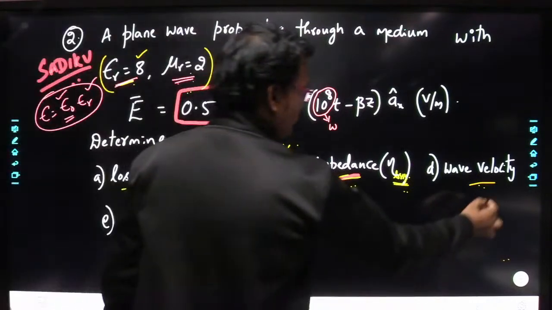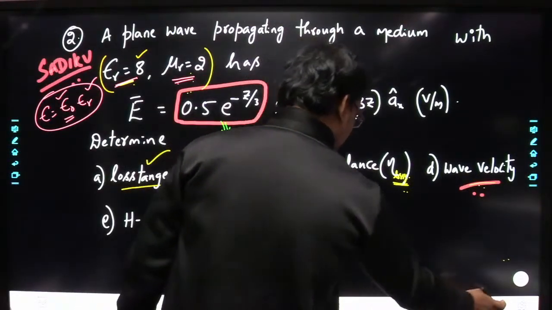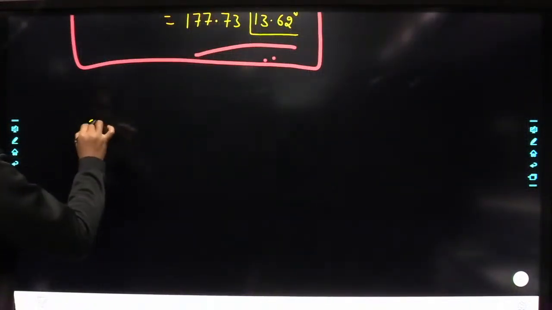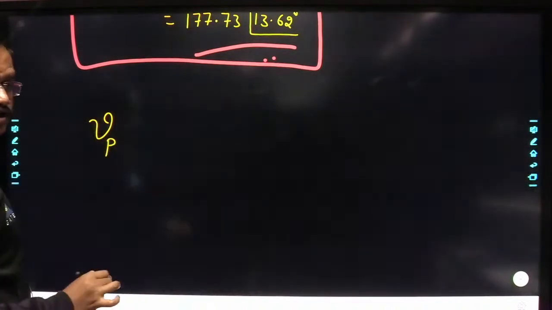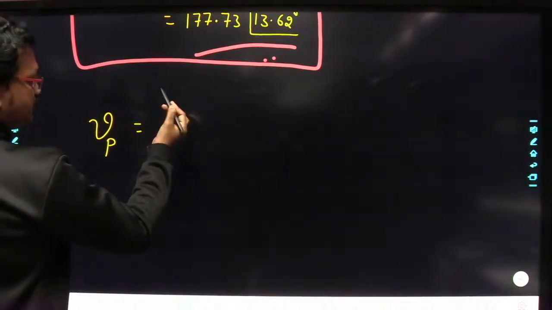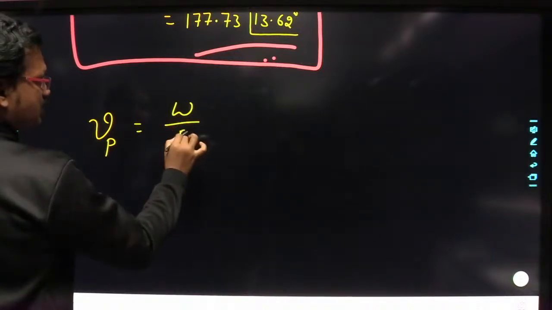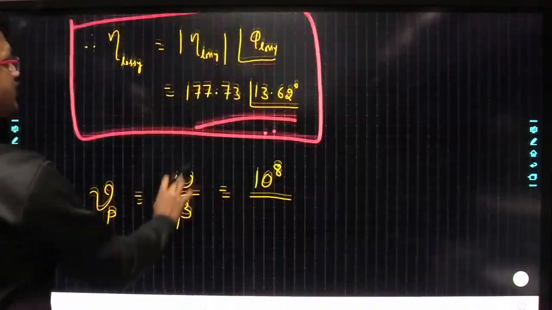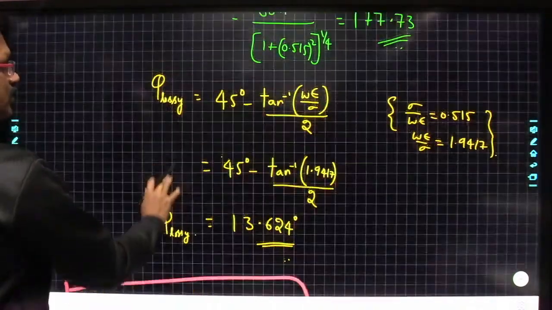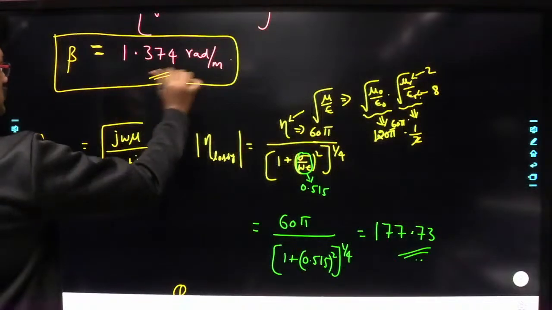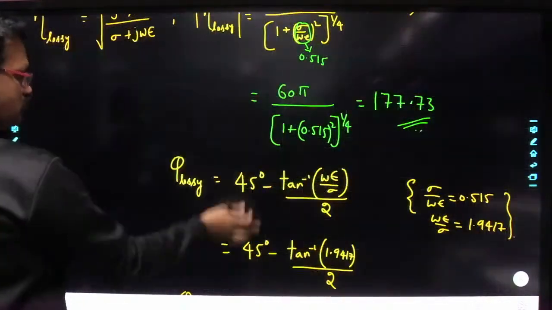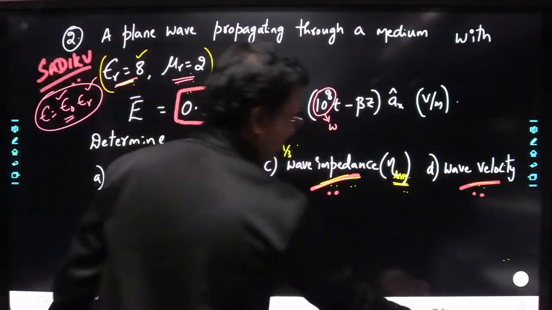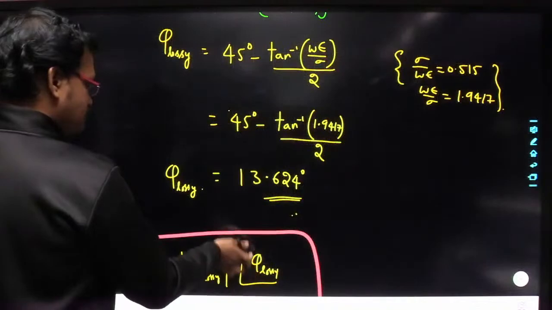Then they are asking for wave velocity. What is wave velocity here? The wave velocity means phase velocity. So the phase velocity of the wave is the ratio of omega by beta. Omega is 10 power 8, and the beta value we have already determined, I think 1.374. Omega value is 10 power 8. So substitute those values here.